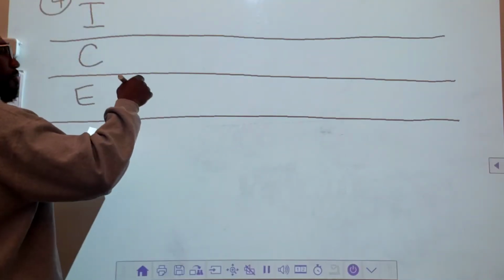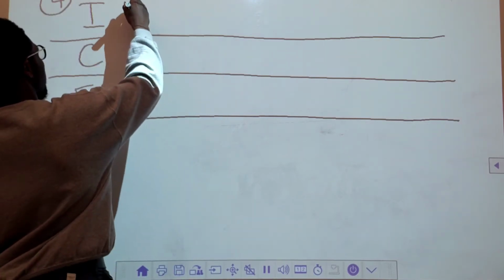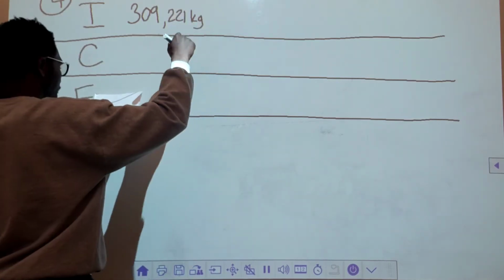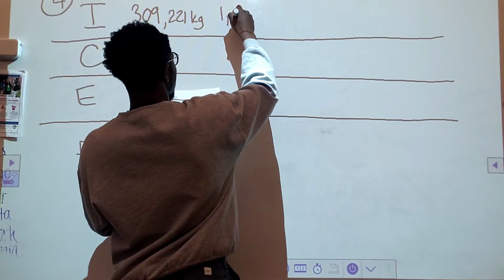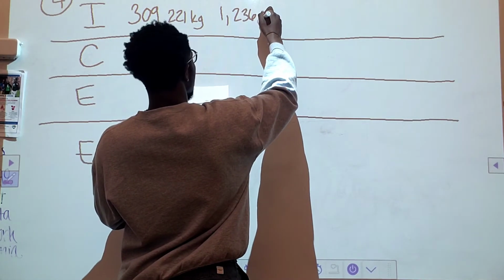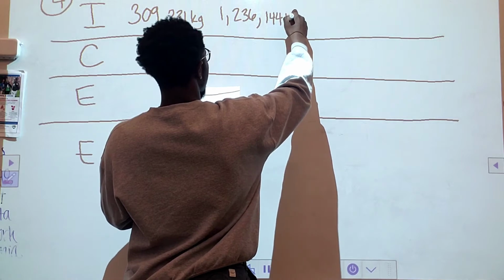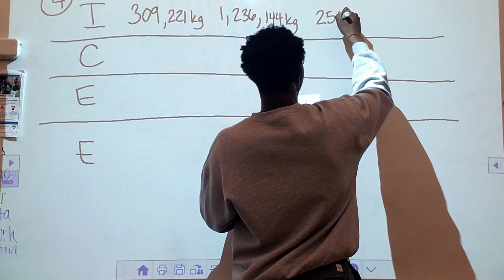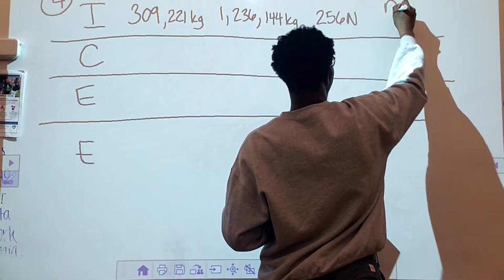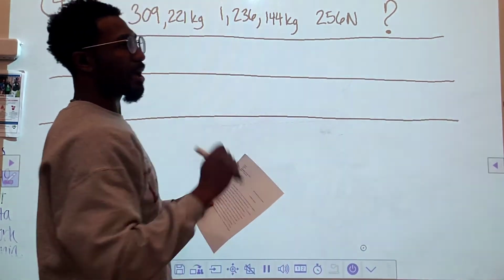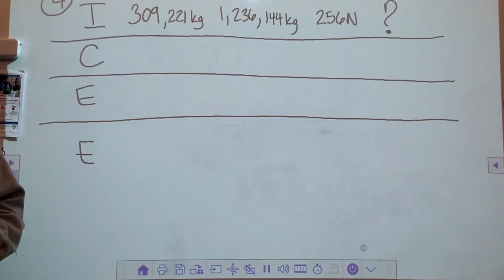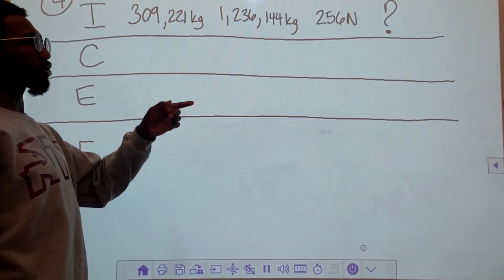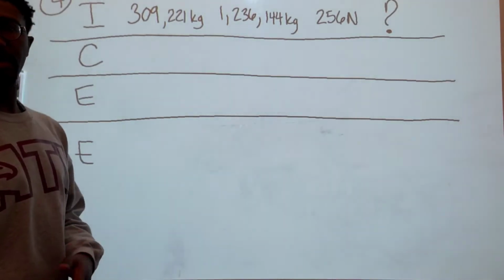Okay, so let me go ahead and write the measurements down. Object 1, I got 309,221 kilograms. For object 2, I have 1,236,144 kilograms. The next measurement is 256 newtons. And that's all the measurements I have. So I make sure to add my question mark at the end because I know I'm looking for something, I just don't know what it is yet. So I'm gonna put my question mark down so I can make sure to figure out what I'm looking for. So that's the identify step.